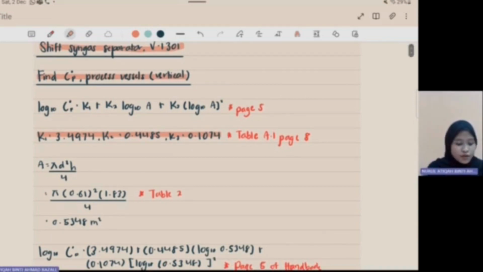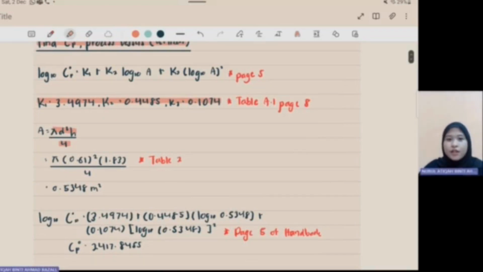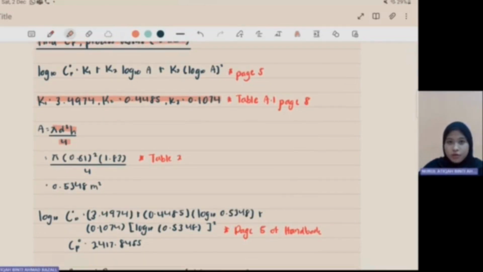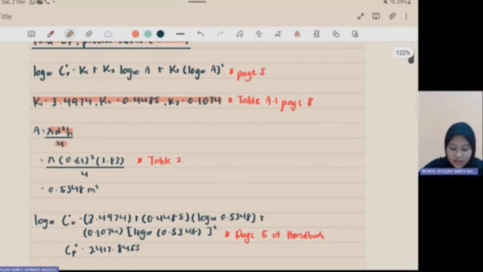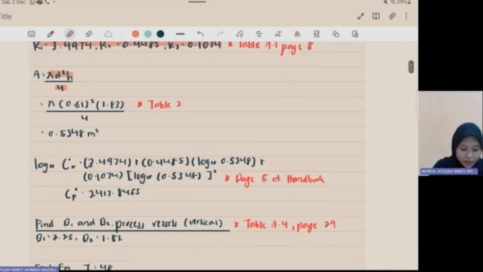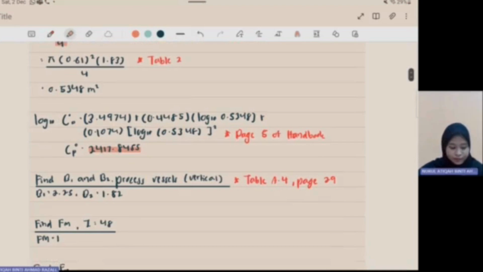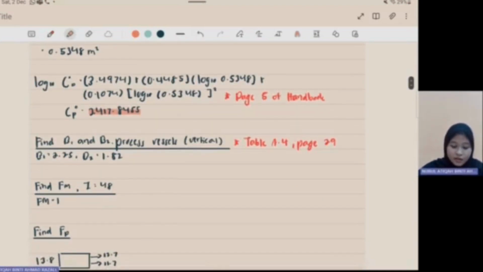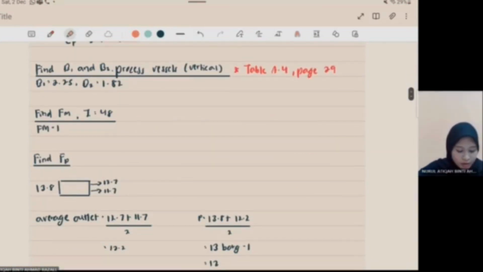To find the value of A, we use the formula of area for the cylinder, which is pi d squared h over 4. And the values of D and H we can get from table 2 in the question. So the answer is 0.5348 meters squared. Next, just key in the values in the equation, and then we got the answer, which is 2417.8455.